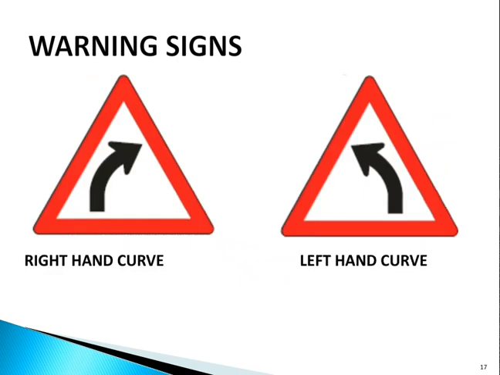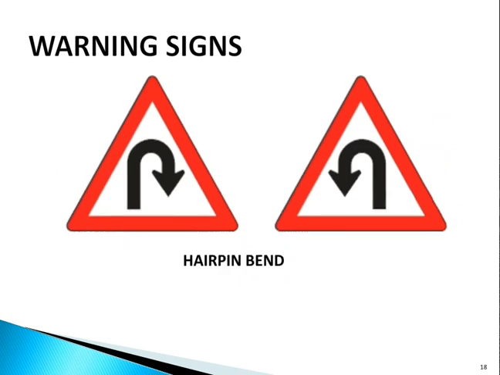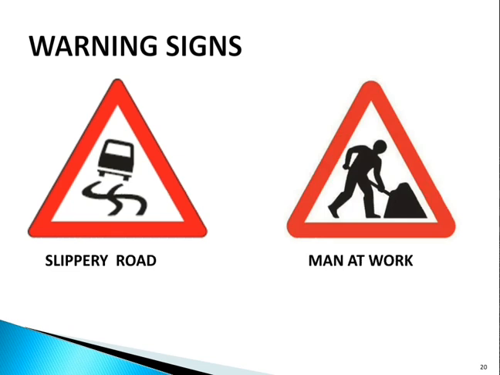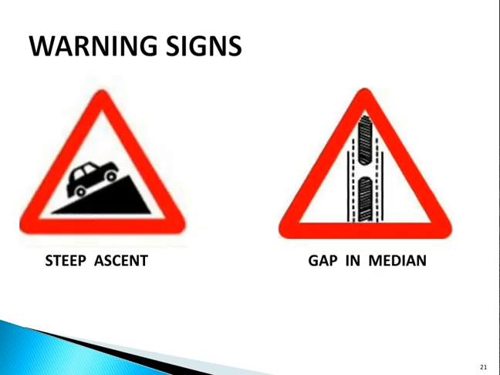So let us see some warning signs. So here you can see right hand curve and left hand curve sign in the image. Next is hairpin bend in both directions. Next one is pedestrian crossing and narrow bridge. Next is slippery road and man at work. Next is steep ascent and gap in median.